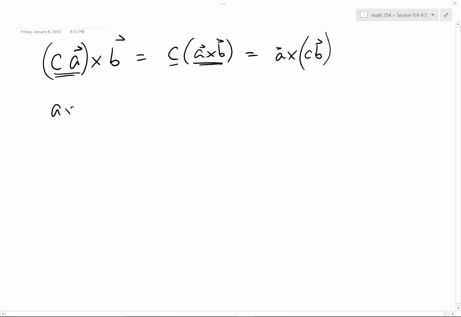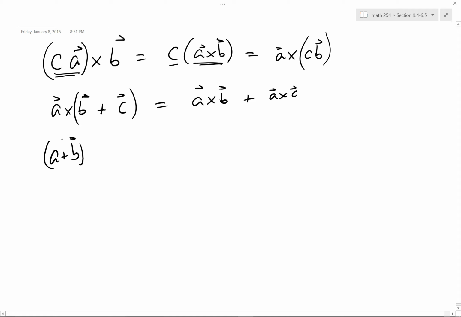If I had A cross B plus C, and these are all vectors, this looks like distributive property, and it more or less is. So that's the same as just doing A cross B plus A cross C. Okay? And if you have A plus B, both vectors, cross C, it also looks an awful lot like the distribution property. And it is, but be careful, it is important that it's A cross C, because A is first over here and then C. Remember, it's not commutative, because A cross B is the opposite of B cross A. So just be aware of that. Okay?